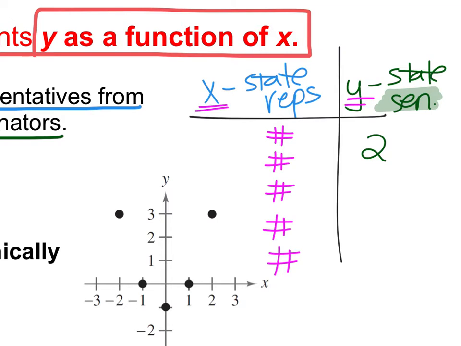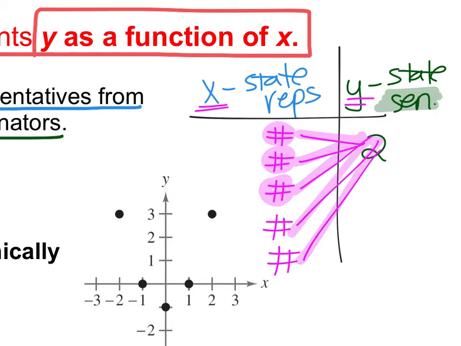So for example, let's say this is Minnesota. Minnesota, no matter how many state reps they have, has 2 senators. Illinois has 2 senators. Michigan has 2 senators. Iowa has 2 senators. North Dakota has 2 senators. Okay, so each number here, no matter what the numbers are, is only going to go to one output. It can only go to 2 senators. And because there's only one option, there's only one output for each one, this is a function. This is yes.